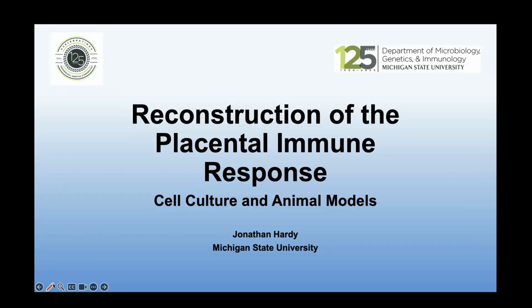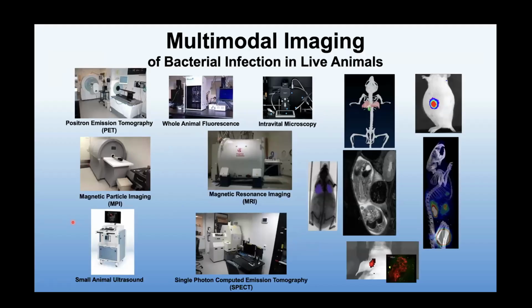I'm going to talk about our efforts to reconstruct the placental immune response to bacterial infection. So we use, as Siko mentioned, multimodal imaging to interrogate bacterial infection that affects children mostly. We are using these techniques in animal models of bacterial infection, prenatal infection, cystic fibrosis, and other infections that affect children. We use a multimodal approach using these various techniques, PET, SPECT, MRI, intravital microscopy, just about everything we can get our hands on.